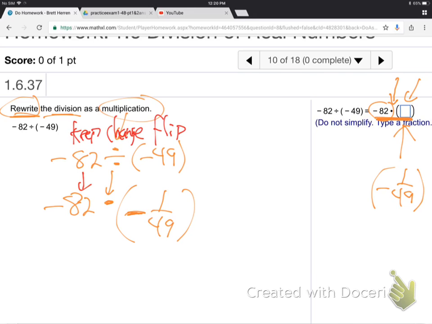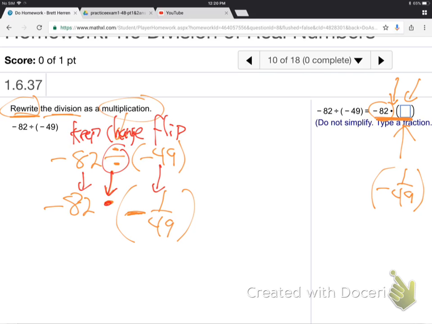We keep this the same. We change this to times, and you flip this guy. Exactly. I'm saying multiplication is upside down division. Another good way to put it, keep, change, flip. That's right. Keep, change, flip is true because multiplying is upside down dividing. Exactly. So just keep, change, flip. That's exactly what they want.